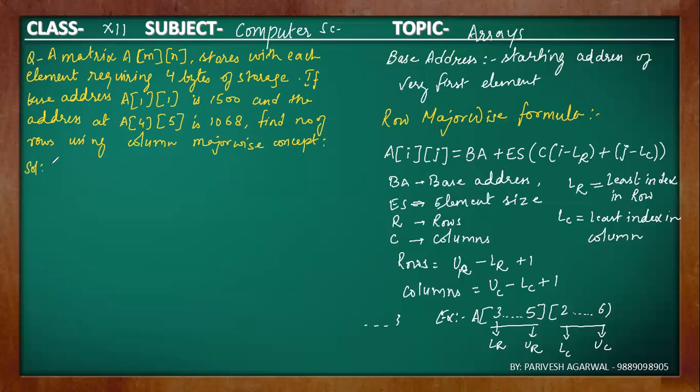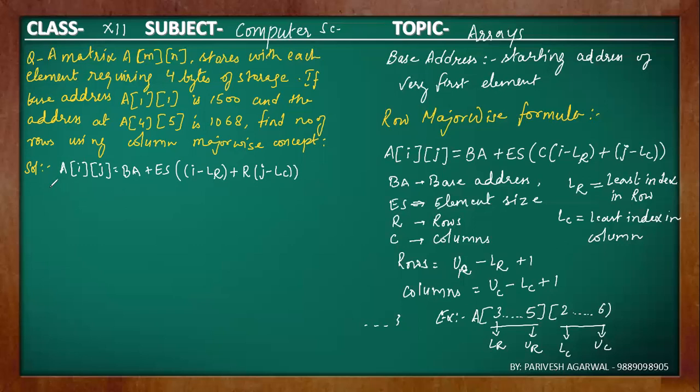So let's see the solution, students. First of all, I will write the formula for column major. The formula is A of ij address equals base address plus element size or ES, multiplied by I minus LR, and here the multiplication of rows will be carried out into J minus LC. So this is the difference between the row major and column major formulas.